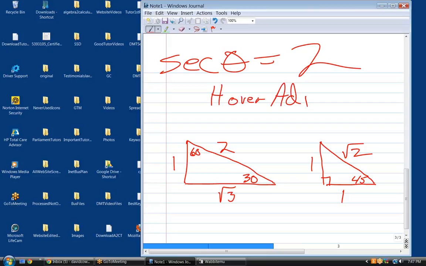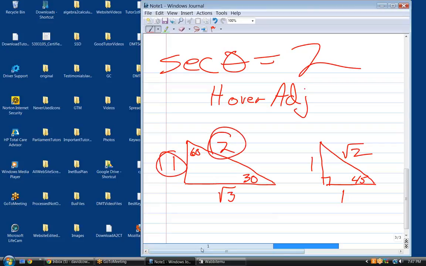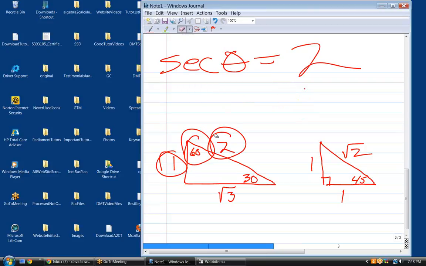because it's the reciprocal of cosine. Cosine is adjacent over hypotenuse, so secant must be hypotenuse over adjacent. Well, to get 2, there's the hypotenuse over the adjacent. The answer's got to be 60 degrees. So I don't have to convert everything to one of those 3 primary angles. You can get to a point where you can do it direct, just like I just did it.